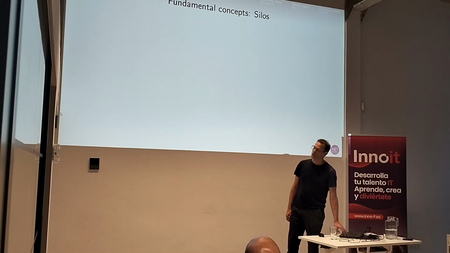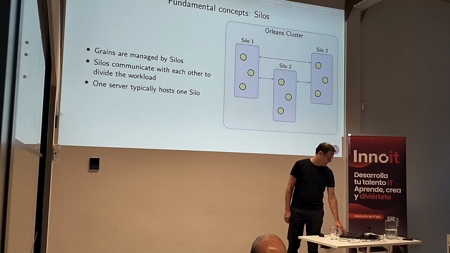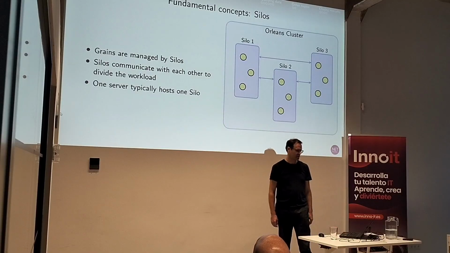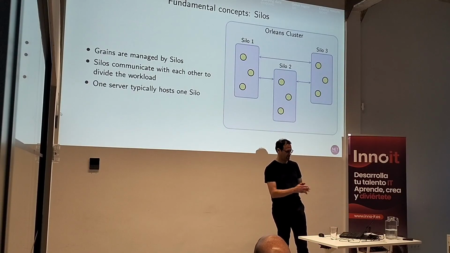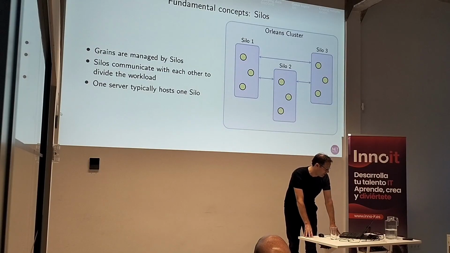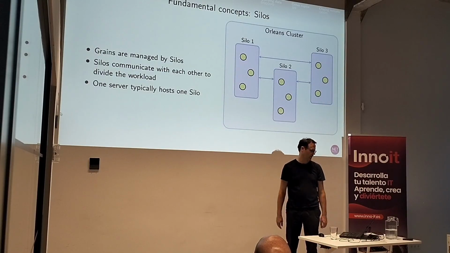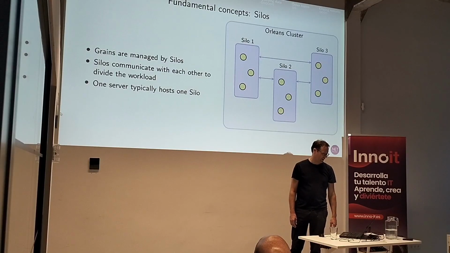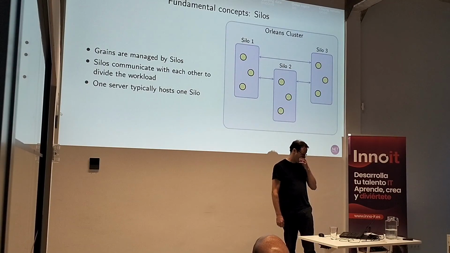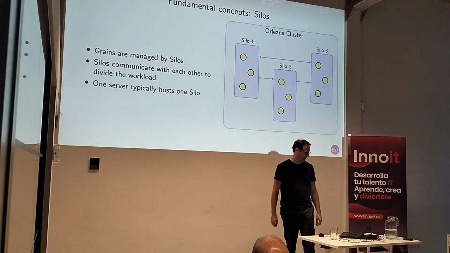So the second fundamental concept is a silo, and grains are managed by silos. An Orleans cluster is a set of machines that you can scale, and consists of many silos that intercommunicate and divide the workload. All grains are managed by the silos, so their entire life cycle, and one server typically hosts one silo.